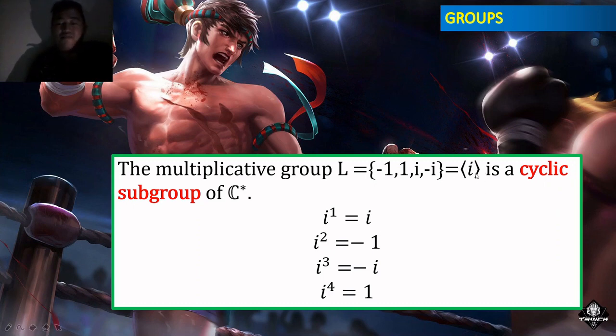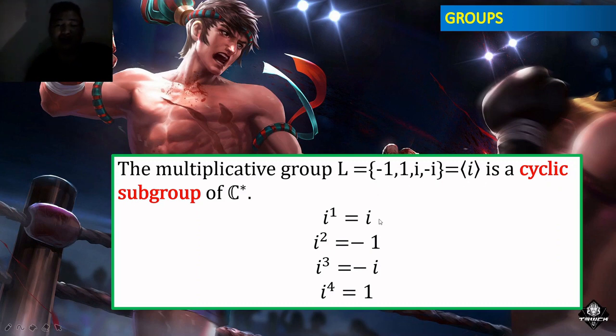So, the subgroup generated by i is equal to this one, right? It is equal to the multiplicative group L, equal to itself. Meaning, class, this group is equal to its own subgroup, so it is cyclic. It is a cyclic group, and it is a subgroup of C star, so a cyclic subgroup of C star. Again, L is a cyclic group, generated by i.